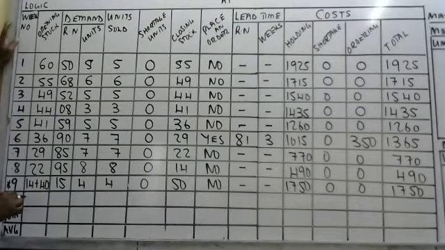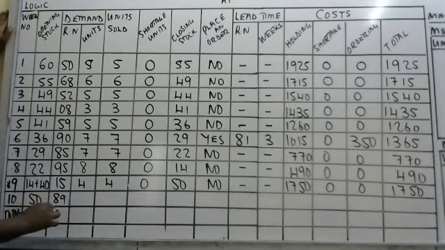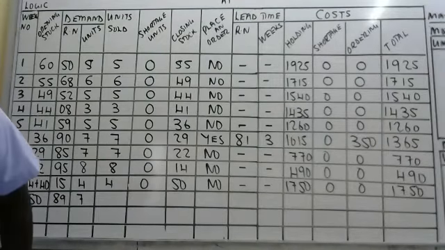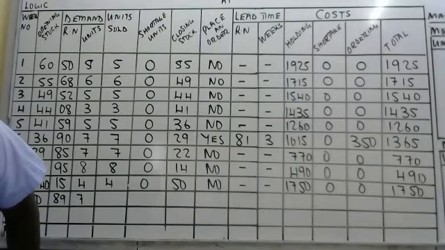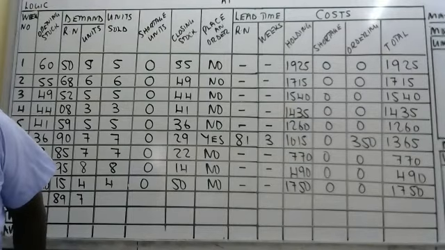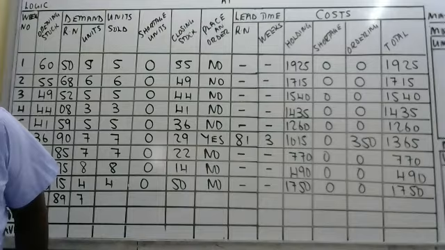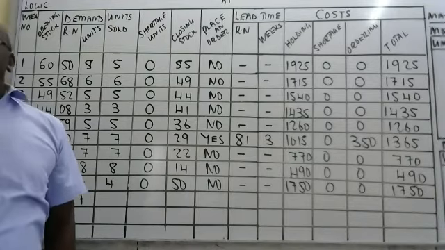Next is 50. The random number is 89. How many units? 7. Hapana, kuna mahali tumeconfuse. The order quantity was that used.